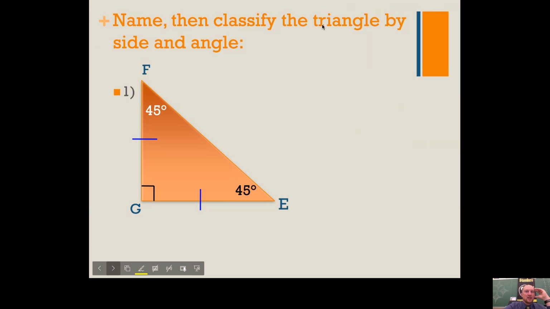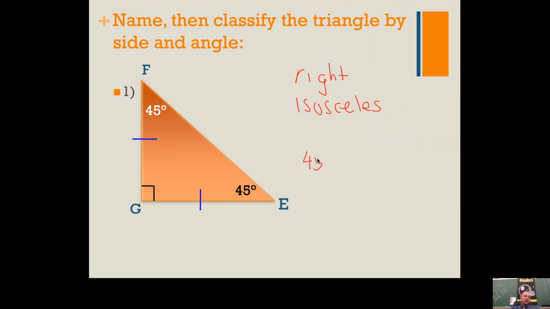We're going to name, then classify the triangle by the side and angle. This particular triangle, we have a right angle, so we know it's a right triangle. Also, notice how 2 of the angles match. That means it needs to be isosceles as well. So we would classify this as a right isosceles triangle. If you wanted to, you could say that it's an isosceles right triangle. Either way is acceptable. Now, notice the 3 angle measures, 45, 45, 90.